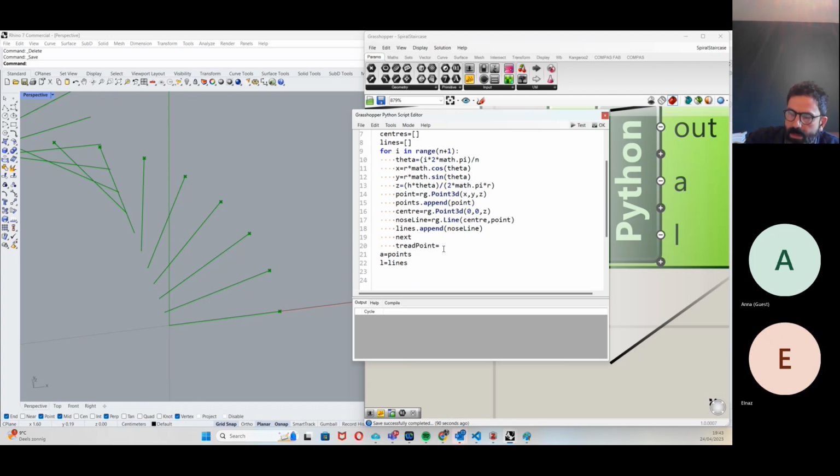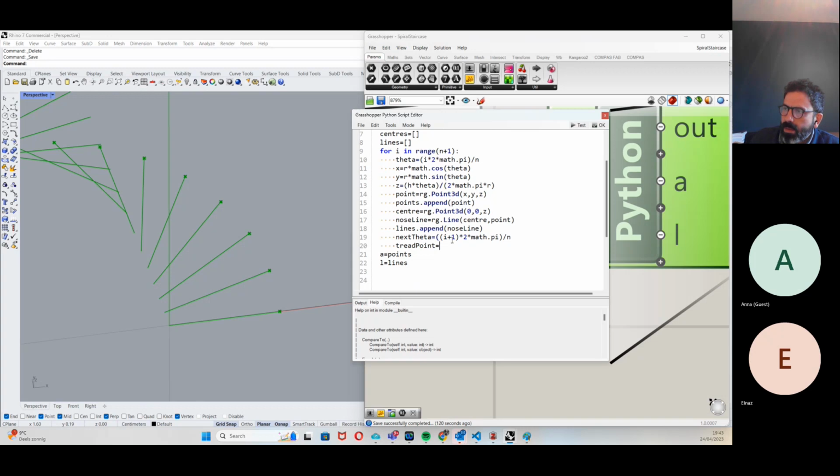Next theta equals theta plus 1, plus 1, everything. There are probably better ways of doing this, but now I'm going to do it this way.